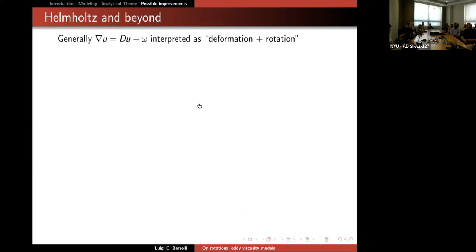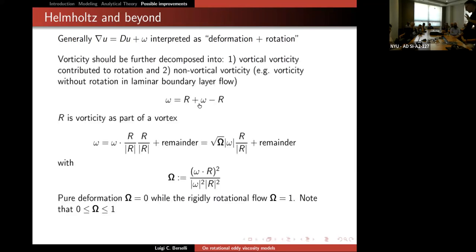So another model that I am studying now, and that requires testing even on simple flows, is the following. The gradient of the velocity is generally interpreted as a deformation plus a rotation, even if these are not the good words, because the omega should be decomposed into a real vorticity and the part which is non-vortical. Like in a boundary layer case, we have vorticity, but this part must be disregarded because it is just shear flow. It does not take into account that anything is rotating. So one would like to decompose the vorticity in two parts: the part which is rotation and the remainder.